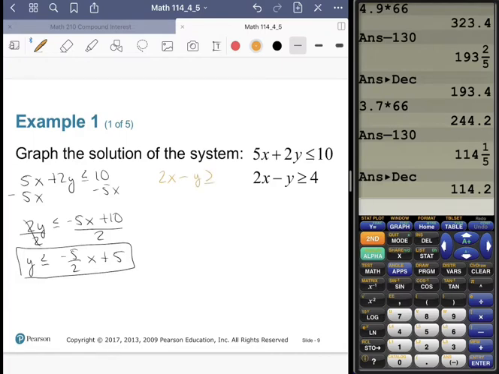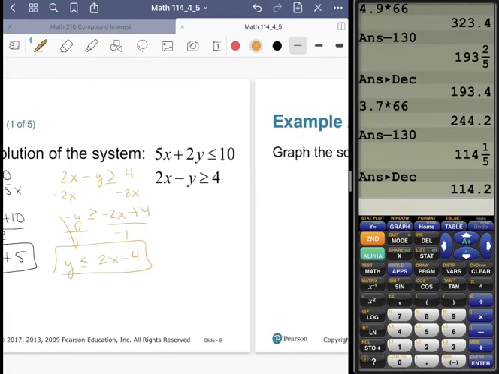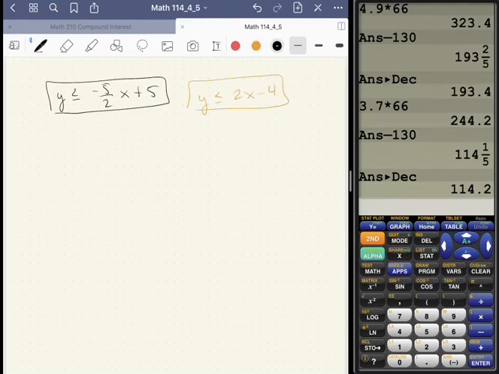2x minus y is greater than or equal to 4. Minus 2x to both sides. So I have negative y is greater than or equal to negative 2x plus 4, divided by negative 1 on everything. So I have that y is less than or equal to 2x minus 4. That means now we're ready to graph.